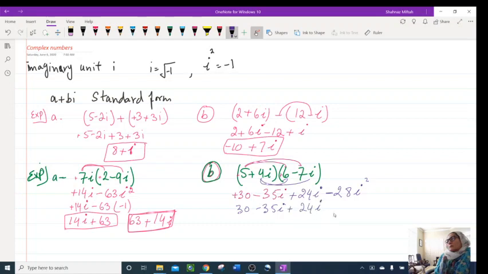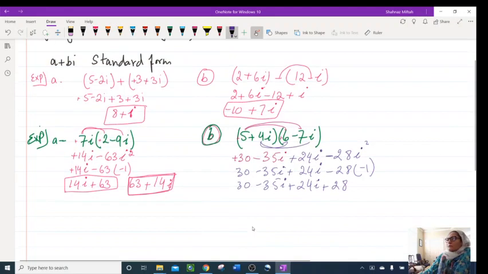I do one step at a time, guys. -28, and you have -1 here. This is going to turn positive 28, and I still have 24i, and I still have that -35. I'm going backward, and this is 30.